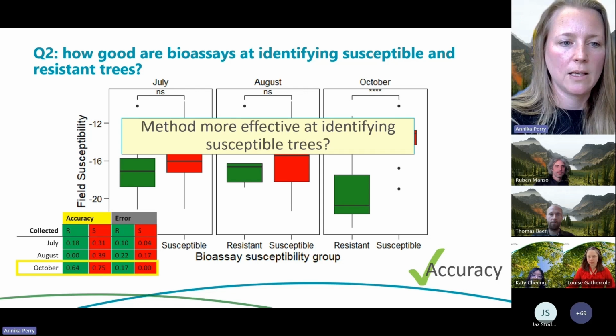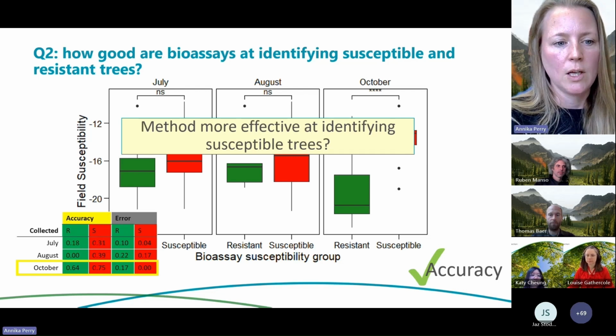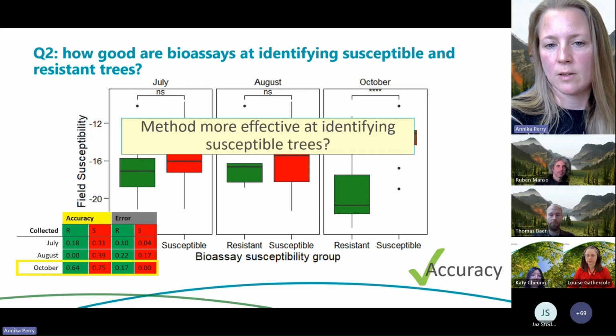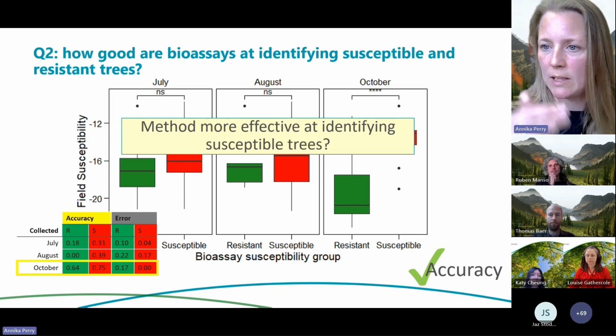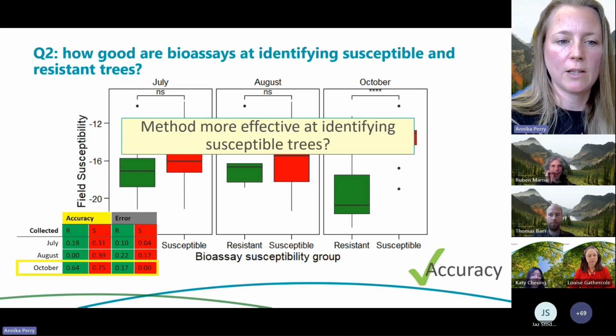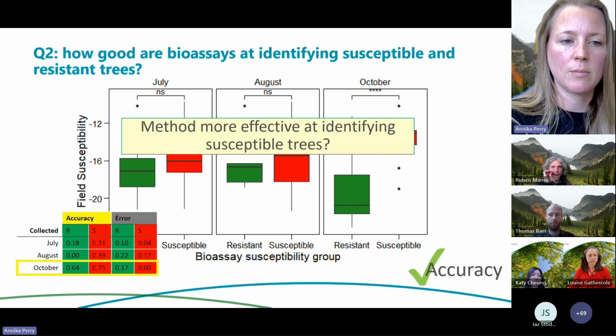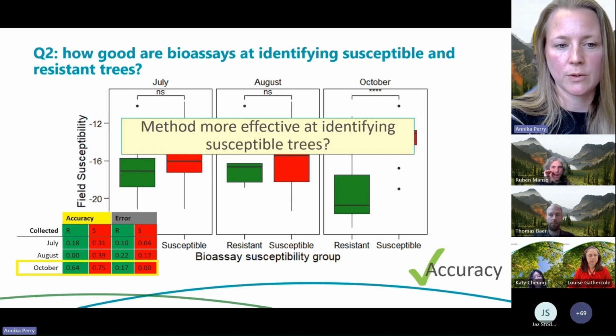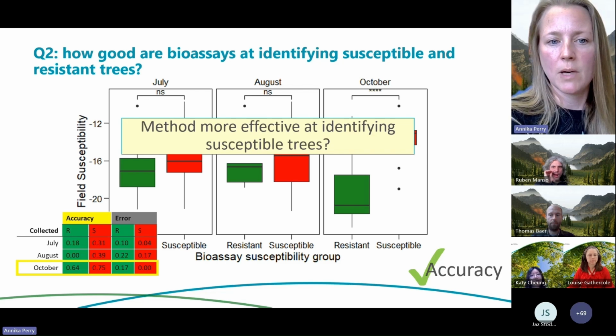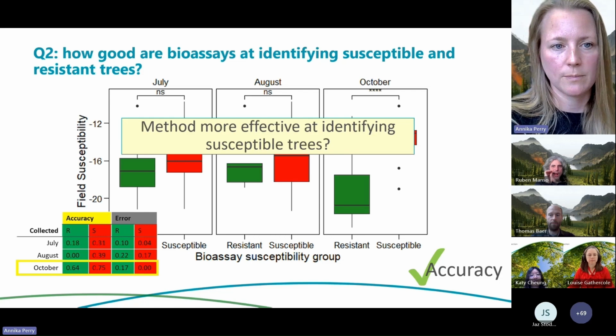And you can also see that the accuracy, which we can pretty much ignore for July and August, seeing as they're not useful, is actually higher for susceptible trees. You can see that here, the box plot is much smaller. It seems to be much more accurate to define susceptible trees compared to resistant. And the error rate is much lower as well for susceptible trees. So it might mean that this method is particularly useful for identifying susceptible trees.